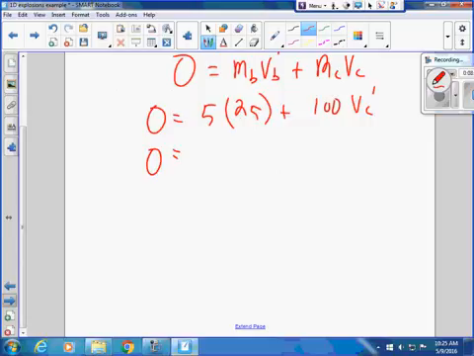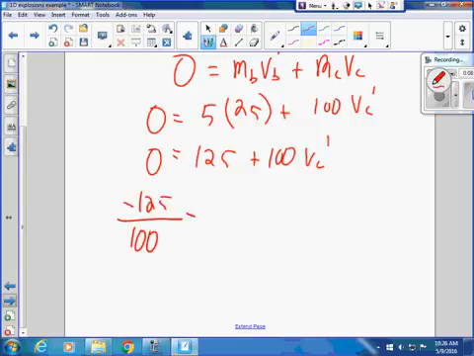So we're going to put 5 times 25 plus 100 V_C prime. Solve for V_C prime. Minus 125. Divide by 100. And you'd get, right? The 125 goes to the left side, Mustafa, right? And it has to be negative because the cannon is going to the left and the cannonball is going to the right, right?